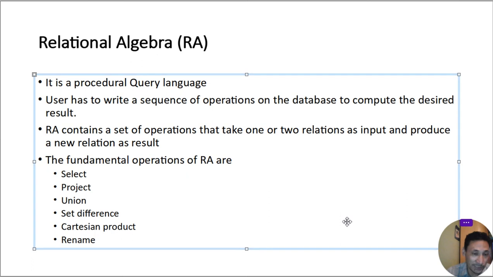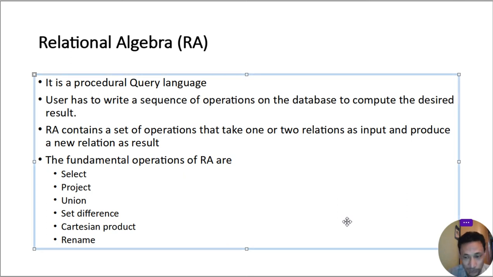Relational algebra contains a set of operations that take one or more relations as input and produce a new relation as a result. There are 6 fundamental operations in relational algebra. First one is select, then project, union, set difference, Cartesian product, rename. Among these 6 relational algebra operations, some of them are unary, some of them are binary.